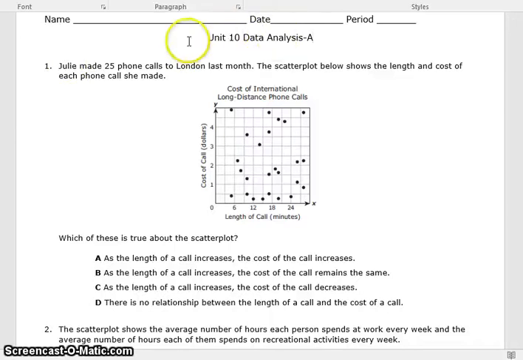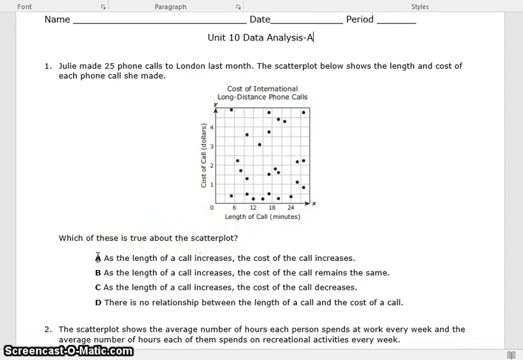Unit 10 Data Analysis. Number 1. Julie made 25 phone calls to London last month. The scatter plot below shows the length and cost of each phone call she made. Cost of calls in dollars, length of calls in minutes. Which of these is true about the scatter plot?